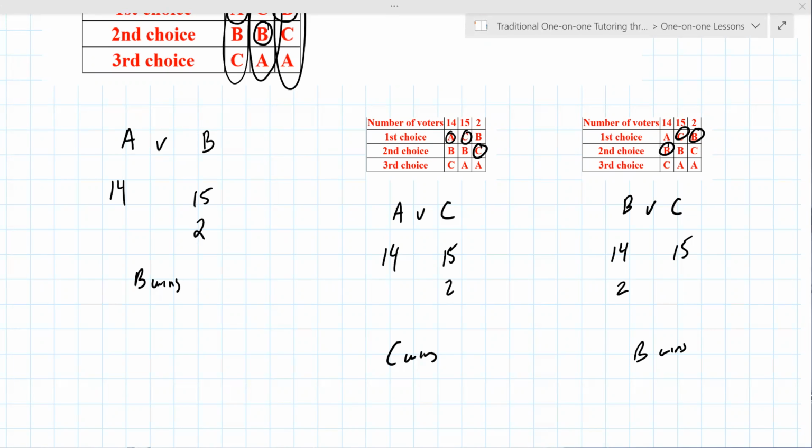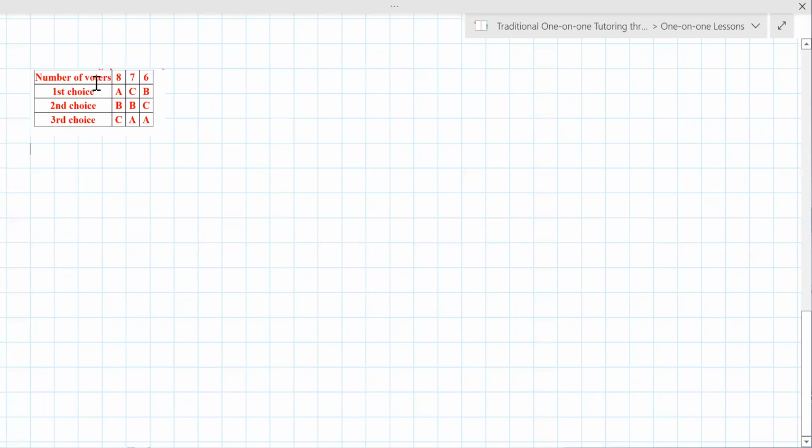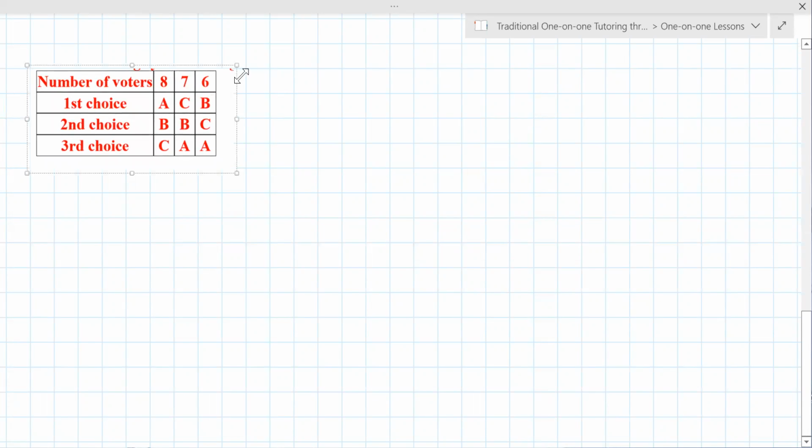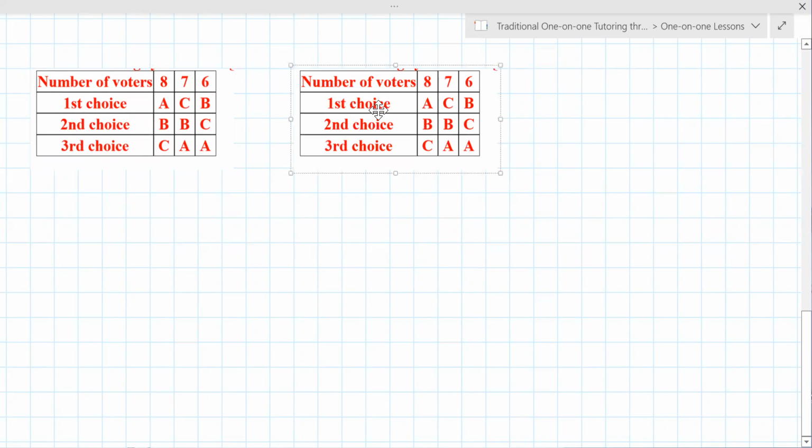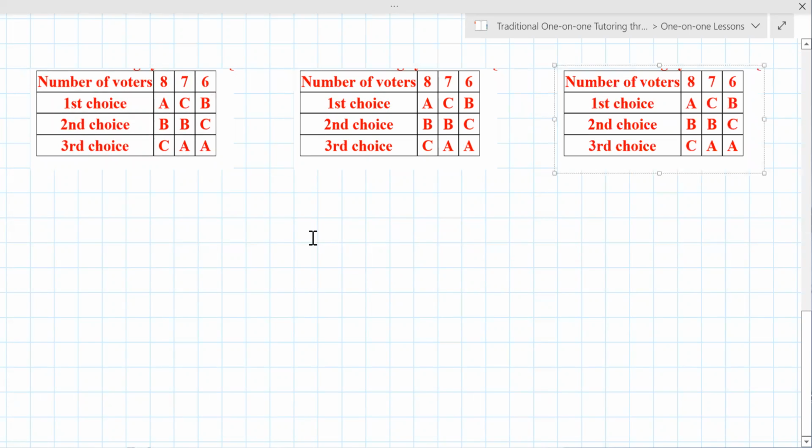All right, so let's look at 10. To organize this a little bit more. ASU, one of the Rio Salado, they have a class where this is always the last chapter, and I get a lot of calls for this. All right, so A versus B. 8 prefer A, 7 prefer B, and 6 prefer B again. So B wins. And again, these are column comparisons.